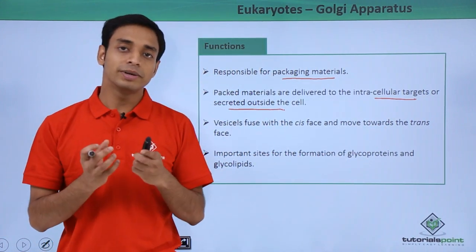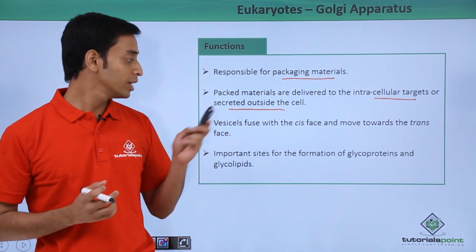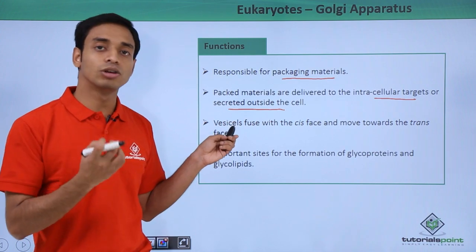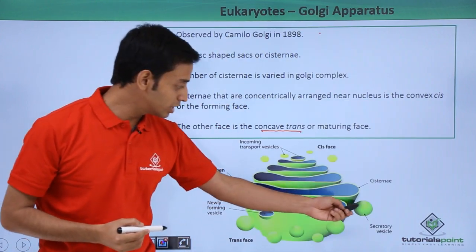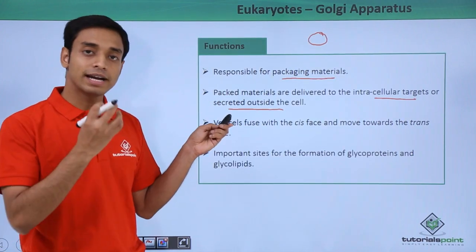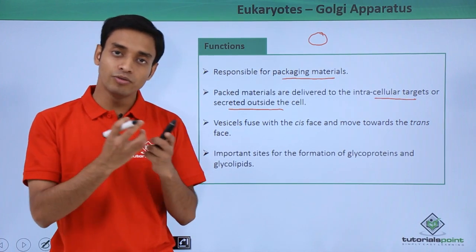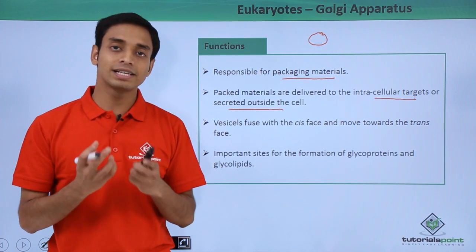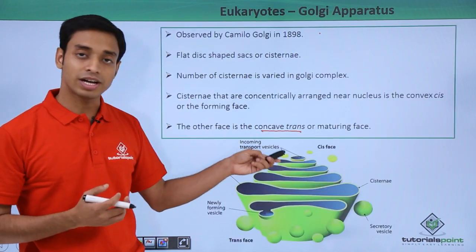At times the materials or proteins synthesized in the endoplasmic reticulum are packed in vesicular form. They form round vesicles, as you can see in this picture. So these are the vesicles which have been formed. The proteins synthesized from the endoplasmic reticulum move inside the Golgi apparatus, vesicles are formed, and from the cis phase they slowly move towards the trans phase.